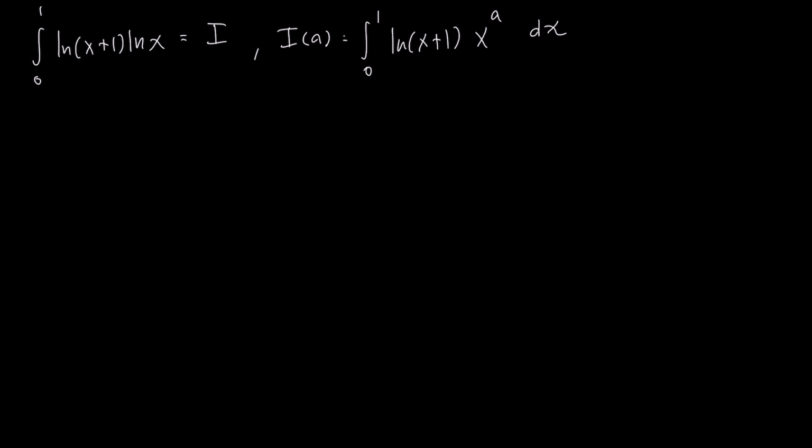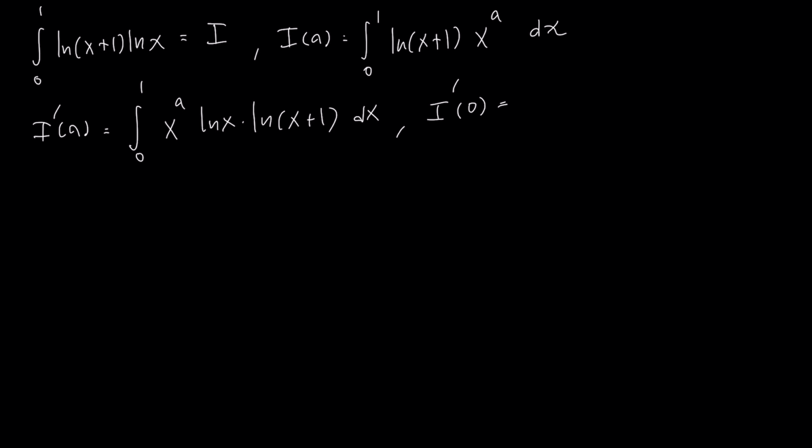And notice if we differentiate both sides, we have that I prime of a is the integral from 0 to 1 of x to the a ln x times the natural log of x plus 1 dx. And notice that I prime of 0 will be the original integral. So we have to first solve this integral, and once we do that, we will differentiate with respect to a and then plug in 0, and that will be the answer.